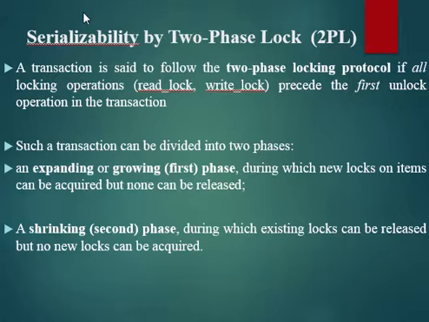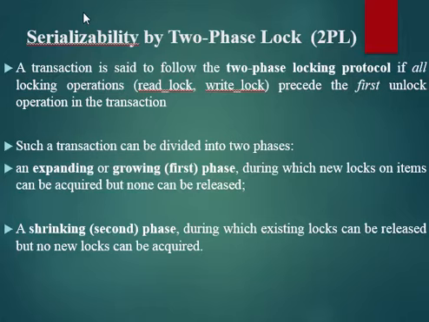Always, in the beginning of the transaction, you have some read lock and write lock operations executed, and some read and write operations may be executed, but the unlock operations start only after all the locking operations. So there will not be any write lock or read lock after the first unlock. So the transaction is divided into two phases. That is called two-phase locking.